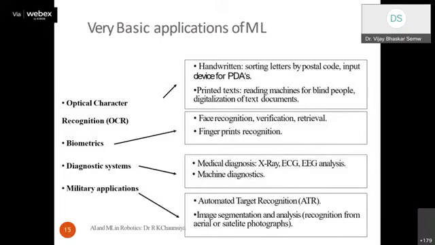So a very basic application of machine learning is optical character recognition (OCR). You have seen the MNIST digit recognition data, handwritten letters sorted by postal codes, input devices for PDAs. In the post office, people are scanning your letters; they should be able to scan your handwritten text. Printed text reading machines for blind people. Nowadays, in flights and aeroplanes, there are instructions in braille. The person can read digitalized text documents.